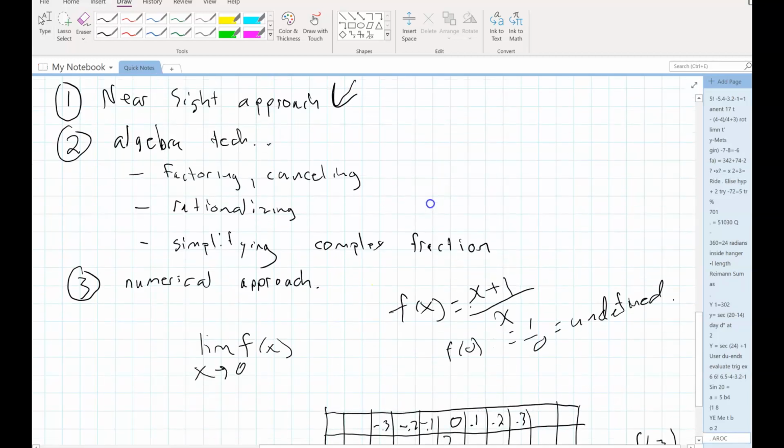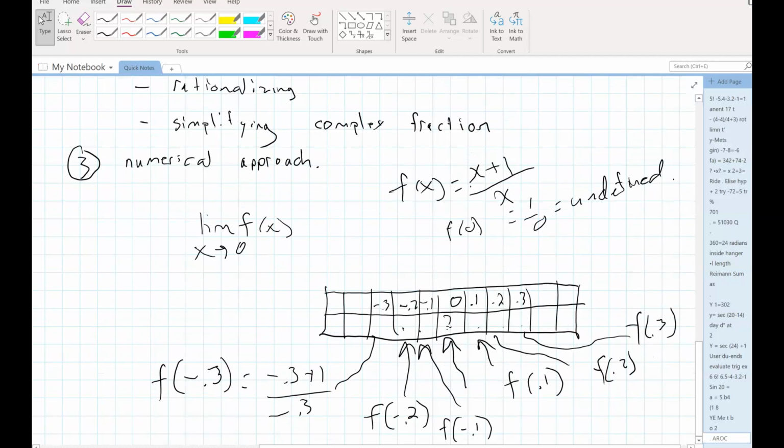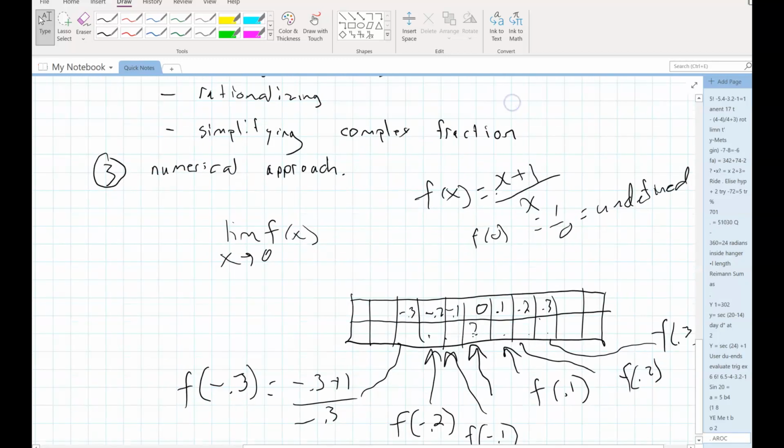So this is kind of like the nearsighted approach. On the near side, I'm looking at the graph. Here, I'm looking closely at the y values that are produced by plugging in x values. And so you can see that I'm letting the interval get smaller and smaller and smaller. So those are my three types of ways of evaluating limits.